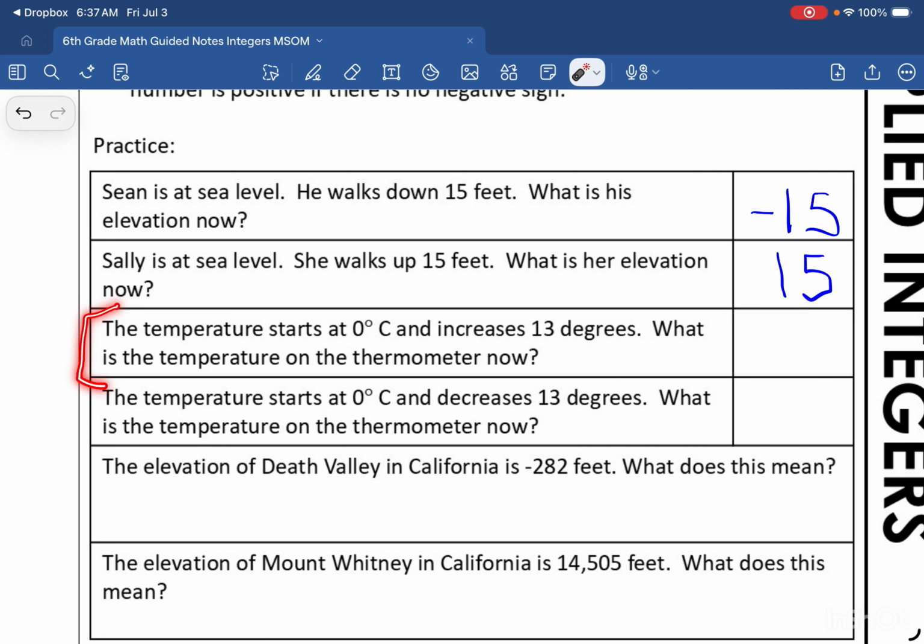The temperature starts at 0 degrees Celsius and increases 13 degrees. What is the temperature on the thermometer now? It would be 13 degrees. The temperature starts at 0 degrees Celsius and decreases 13 degrees. What is the temperature of the thermometer now? The temperature would be -13 degrees Celsius.